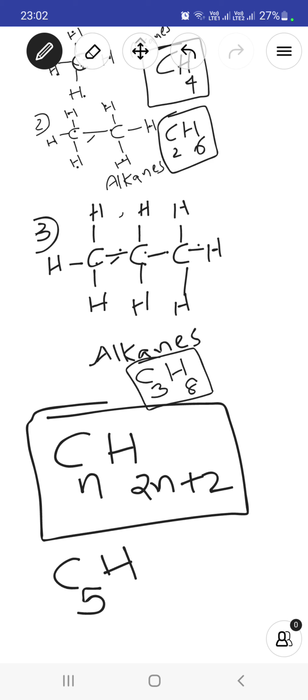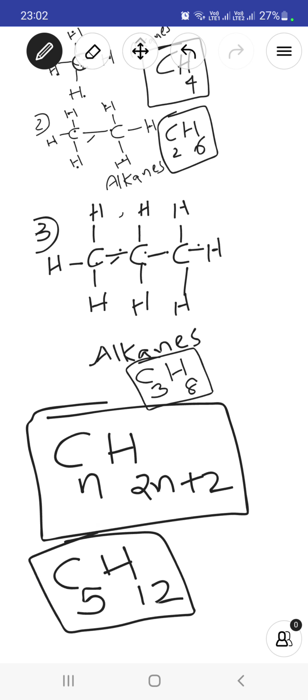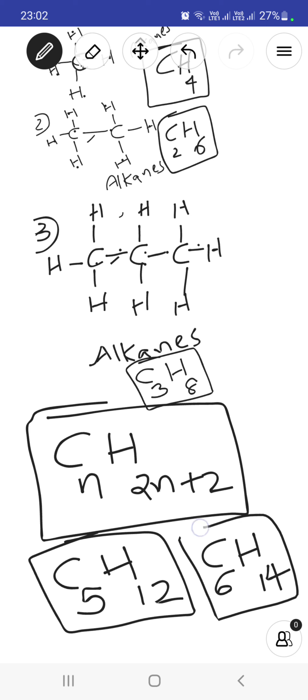If I ask you, if there are 5 carbon atoms, how many hydrogen atoms will be present? 2n plus 2, that means 2 into 5 plus 2, that means 12 hydrogen atoms. If there are 6 carbon atoms, 2 into 6 plus 2, what is that? 14. So if I give the number of carbon atoms, you can easily find the number of hydrogen atoms in an alkane.